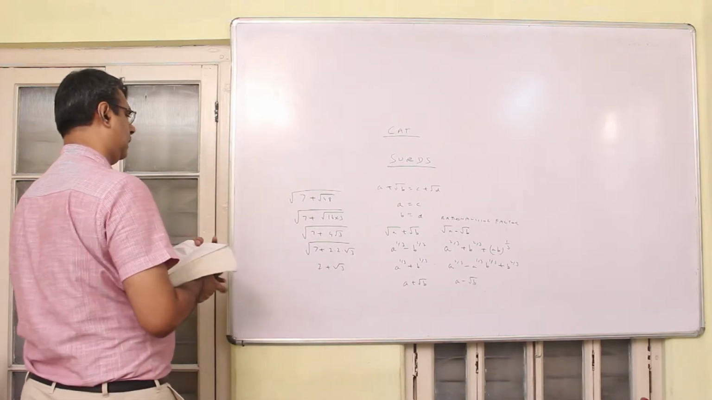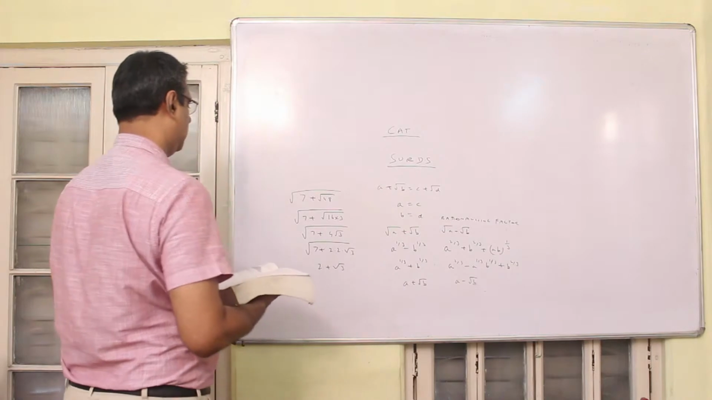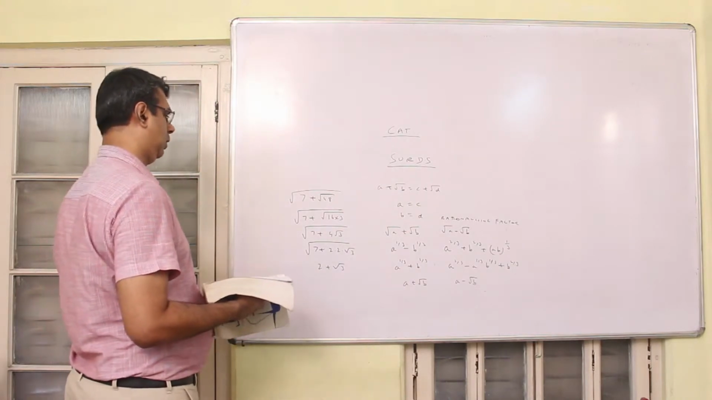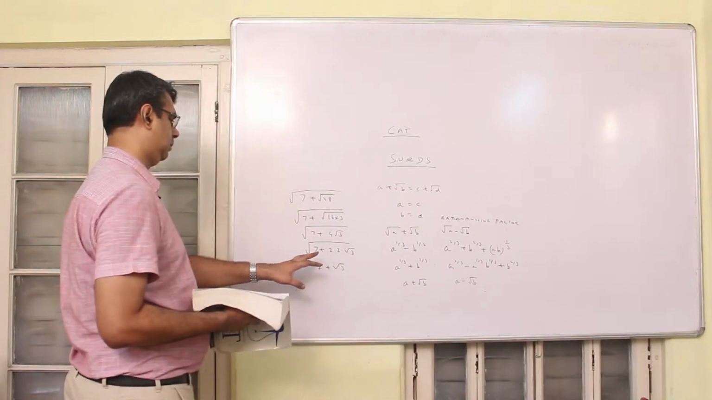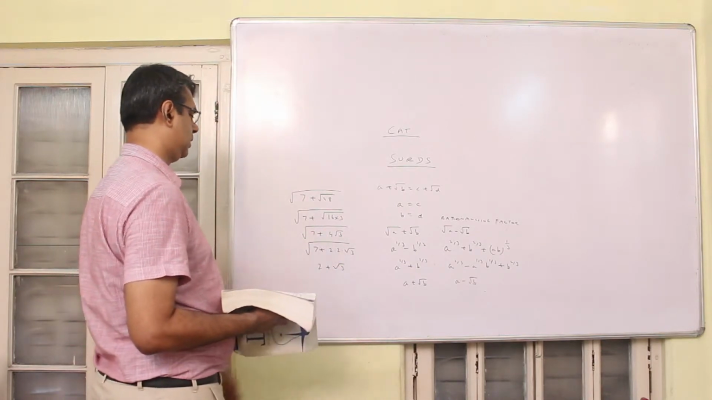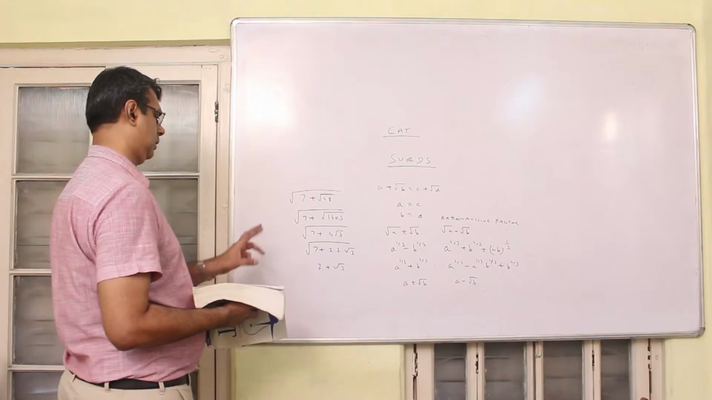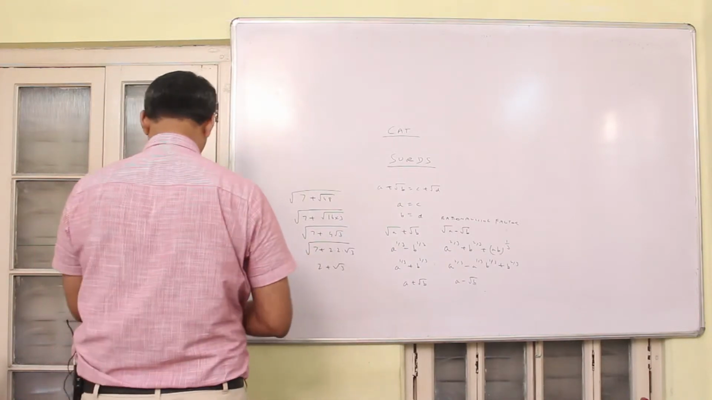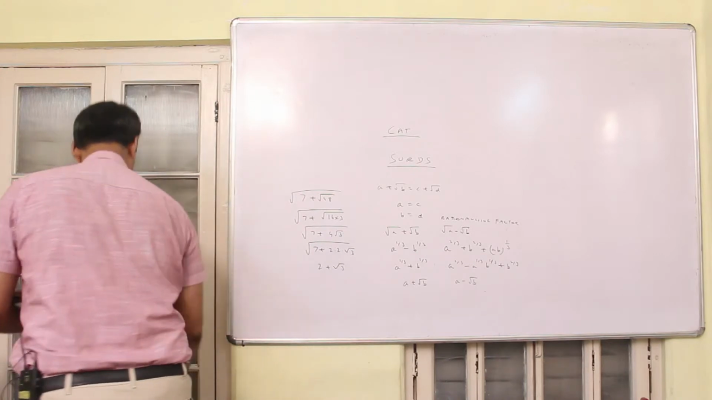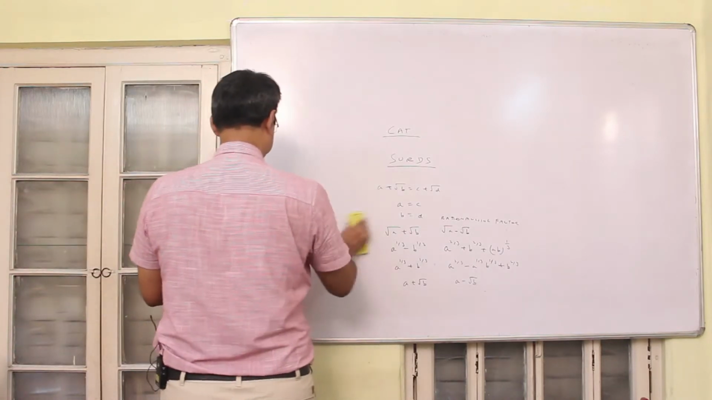So in order to find the square root of a surd, you will have to think of a combination which will multiply to give you this irrational part, and the sum of the squares will give you the rational part. So in this way you can find the square root of a surd.